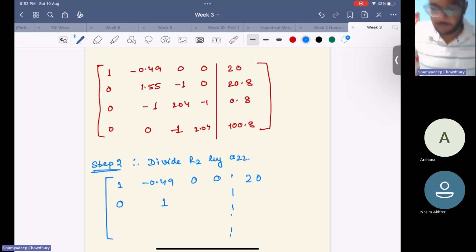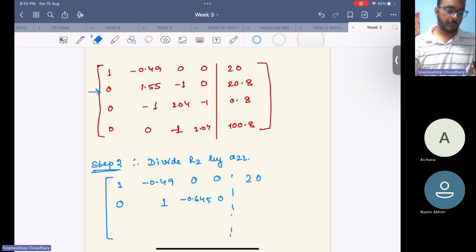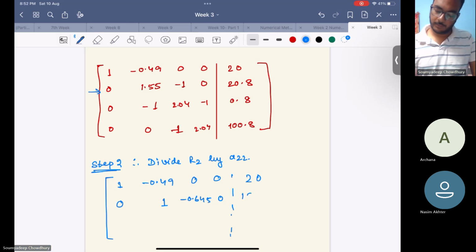We'll do the calculation first. So we are dividing this second row by 1.55. So it is 1 divided by 1.55, it is minus 0.6450, and 20.8 divided by 1.55 is 13.419. Are the steps clear to you, or is there any doubt? You can stop me.